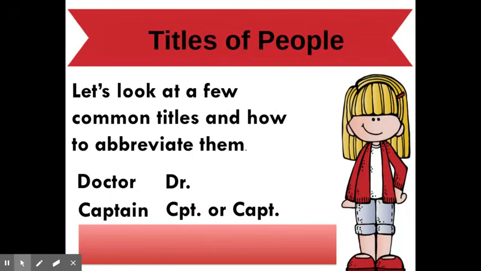Let's talk about one of those specific categories. So today we're going to be talking about titles of people. And you've used those your whole life. You probably just didn't think about what they were called. So, words that go before a person's name, like doctor, or their rank, if they are a firefighter, a police officer, or in any branch of the military, like captain. And those are very frequently abbreviated. So let's take a look at doctor and captain, for example.